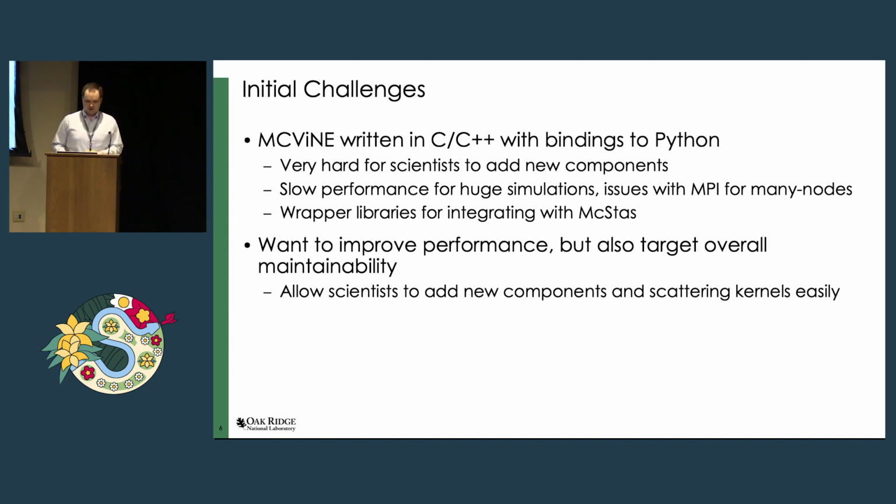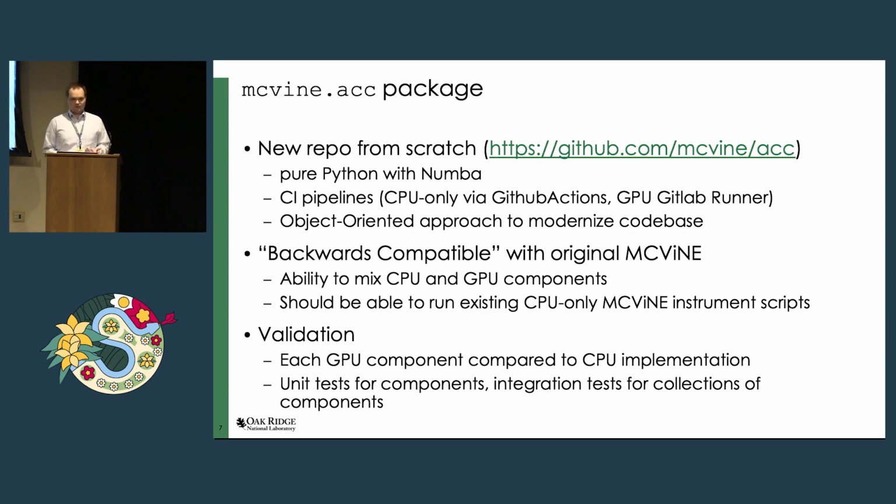And so this is where Python and Numba comes in. We want to be able to implement this in a way that will allow scientists to implement their own components and scattering kernels themselves. So this is where this package comes in.